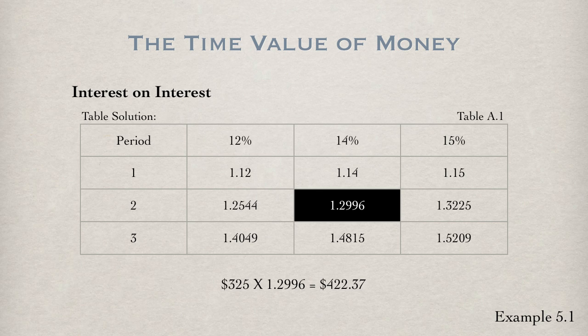If we find 14% across the top of the table and follow it down 2 periods, we find what is known as the future value factor. This is a factor that is to be used against the initial investment. So for example, we find that the factor to be used in this case is 1.2996. This factor is to be multiplied by our initial investment of $325 to arrive at a future value of $422.37.